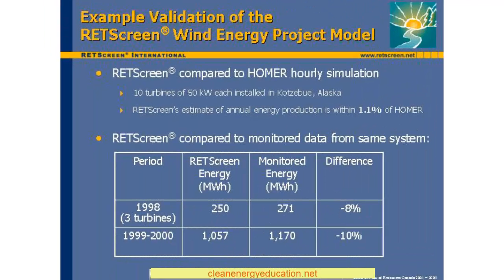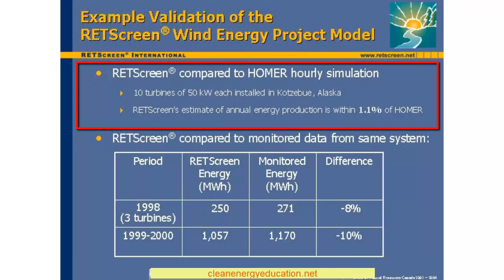Example validation of the RETScreen Wind Energy Project Model. The RETScreen software has been validated in a number of ways. For example, RETScreen has been compared with the National Renewable Energy Laboratory's HOMER simulation tool, which uses hourly wind speed data. In particular, for an installation consisting of 10 turbines of 50 kilowatts each, located on the isolated grid of Kotzebue, Alaska, RETScreen and HOMER agreed to within 1.1% in their estimates of the annual energy production.